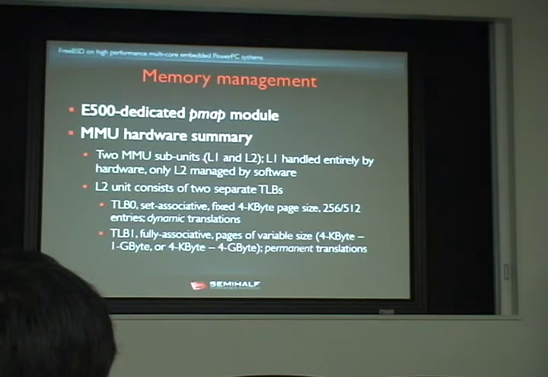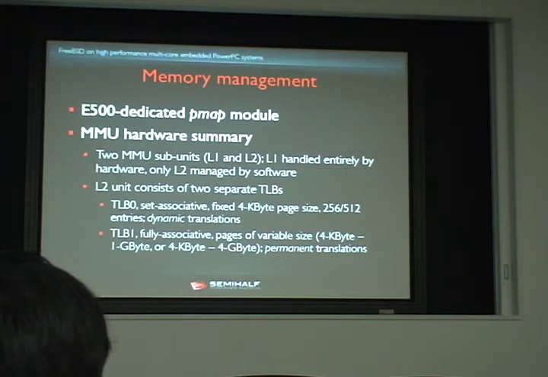But in general, the MMU consists of two subunits, one of which is completely managed by hardware, so Pmap doesn't need to know about this and doesn't care. The second one is software managed, and it actually has two TLB units or two TLB tables.